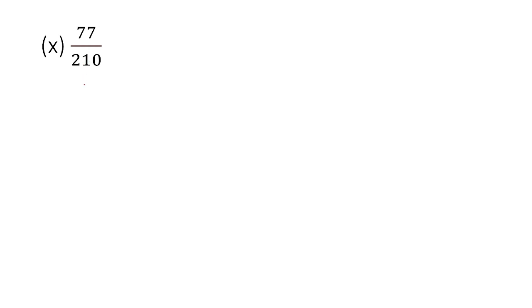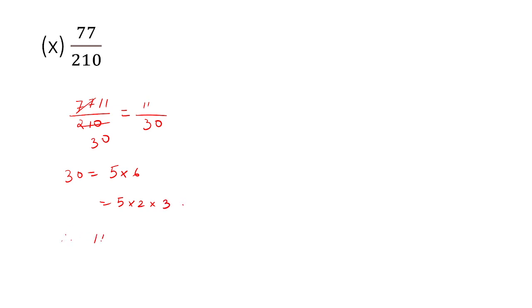Moving on to the last question, we have this, okay? So 77 and 210, you check this, these are not co-primes, okay? Because 7 times 11 is 77, 7 times 30 is 210. So 11 by 30. You see, 77 and 210 are not co-primes because they have a common factor which is 7, okay? So now 30 can be written as 5 into 6. So this can be written as 5 into 2 into 3. Therefore, 11 by 30 is equal to 11 by 5 into 2 into 3. Therefore, it does not terminate.